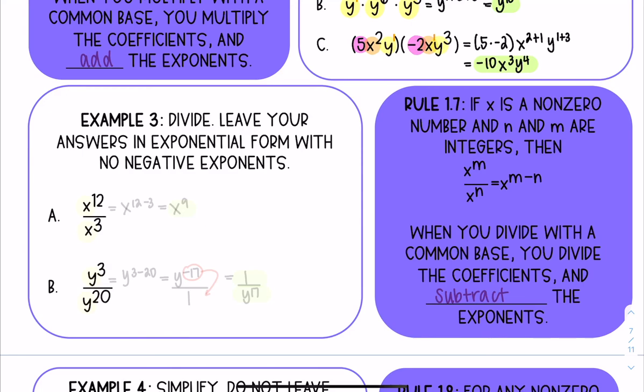So again, we're looking for the same base. We have x to the 12 over x cubed. So we have the same base of x's, and then we just want to subtract. So x to the 12 minus 3, which is just x to the 9th.